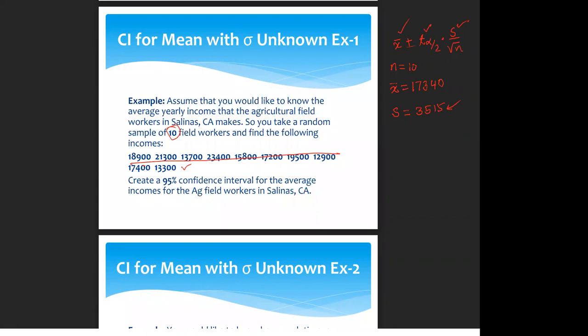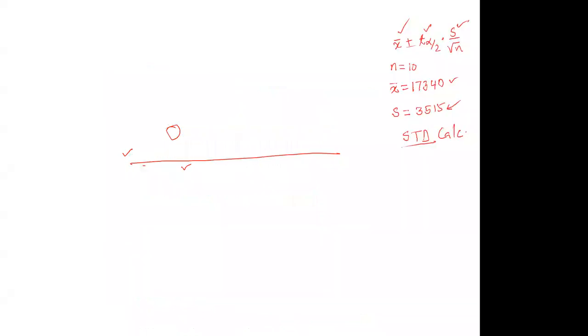The way you do it, go to Google and type in standard deviation calculator. You'll find an online standard deviation calculator, then just punch in these numbers there, and that'll give you the standard deviation. Along with standard deviation, it will give you the sample mean, or X bar, as well. So now let me go ahead and do the problem.